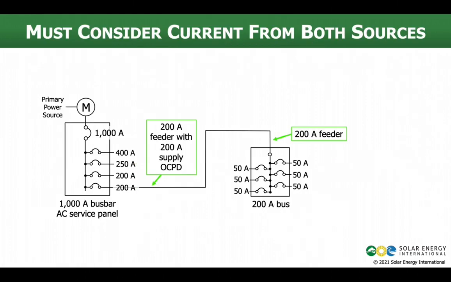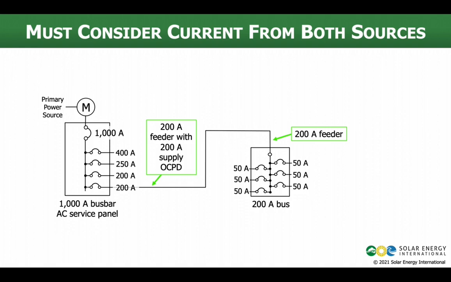So we've got to consider the current from both sources, the possibility of overlap. I've got a 200 amp feeder. It's got a 200 amp supply breaker. It's running to a 200 amp bus bar in this panel. There's loads in the panel. Yes, the load breakers add up to more than the bus bar rating, but that's common and true for most panels that you're going to run into. There's no PV system involved here yet.